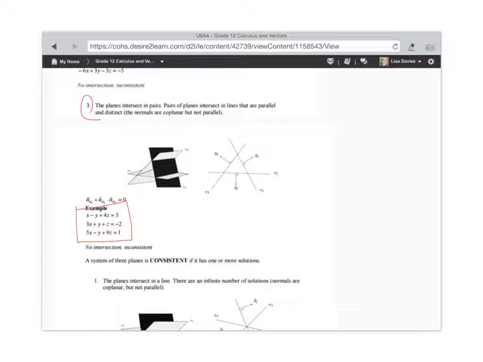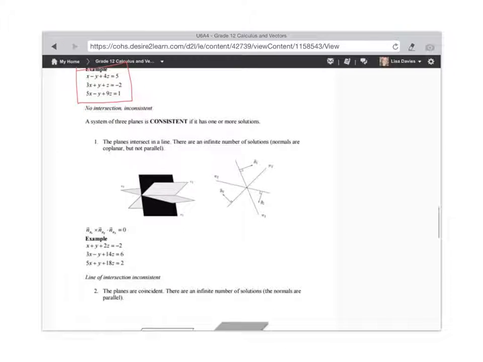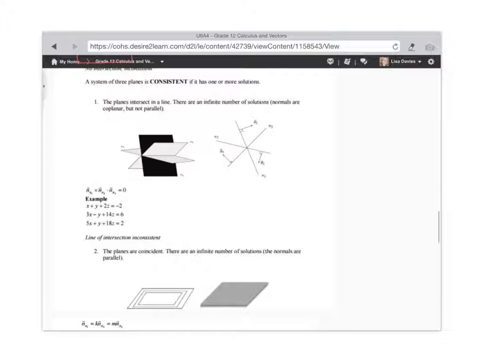So alternatively, we've got a consistent system outlined in the next part. So let me just go down to that. And so a system of three planes is consistent if it has one or more solutions. So here we are with number 1, with one example of how that can happen. The planes intersect in one line.